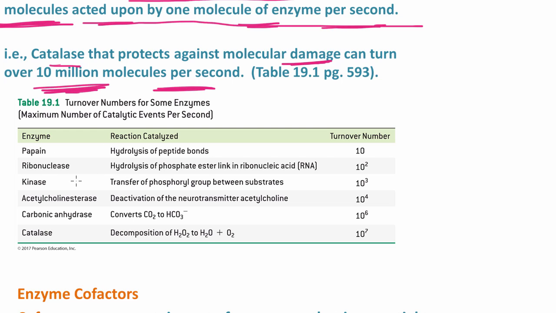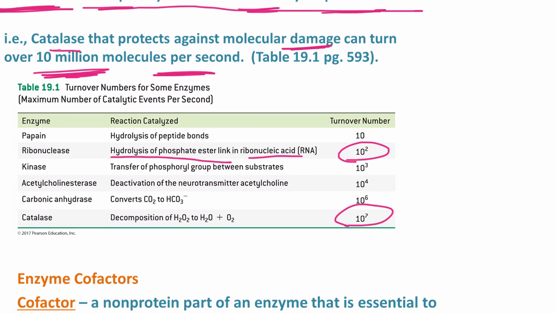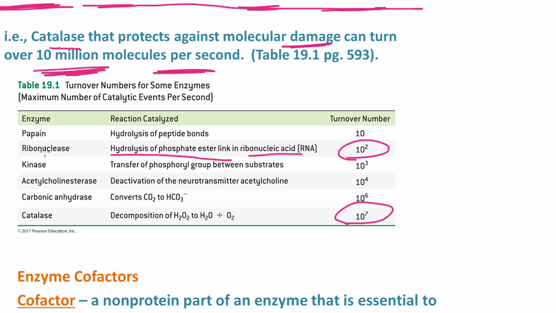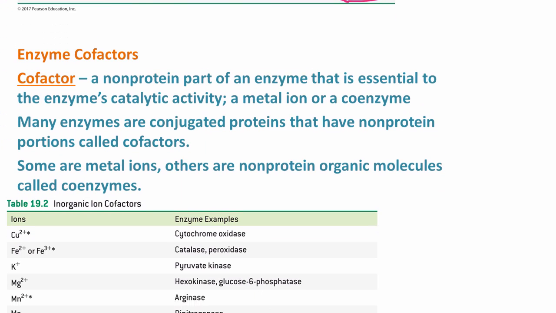So let's take a look here. Ribonuclease catalyzes the hydrolysis of phosphate ester links in ribonucleic acid, or RNA. Its turnover number is 100. Okay, the turnover number is very important. This one here, papain, catalyzes the hydrolysis of peptide bonds, only 10 molecules a second. So we see that different enzymes have different turnover numbers, and there's a huge range of turnover numbers.